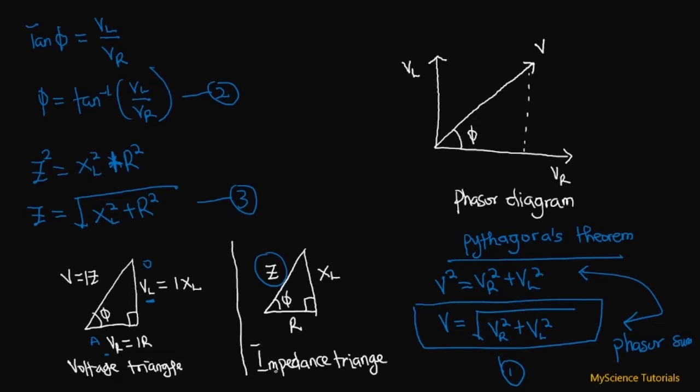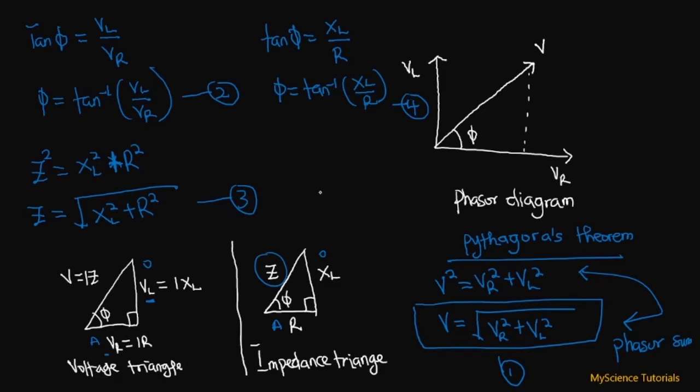Now, from the impedance triangle, again, we can also find the phasor angle. So that will also give us tan theta, or tan of the phasor angle, to be equal to the opposite over the adjacent. So the opposite is the inductive reactance over the adjacent, which is the resistance that we have. So to find this, we just find the tan inverse of XL over R. So this is another equation that is also very, very important for us to look at.